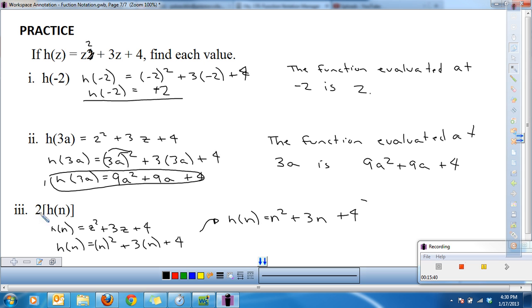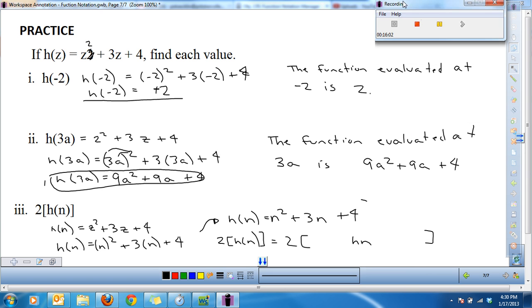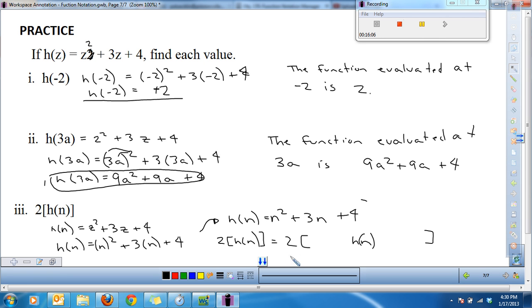Now, our last step was we had to multiply that by 2. It's telling us to multiply what you get for h of n by 2. So I need to do this one more time. And the way I'm going to write that is 2 of h of n. Well, what is h of n? H of n is this. So it's saying 2 times n squared plus 3n plus 4. Give myself a little bit more room.